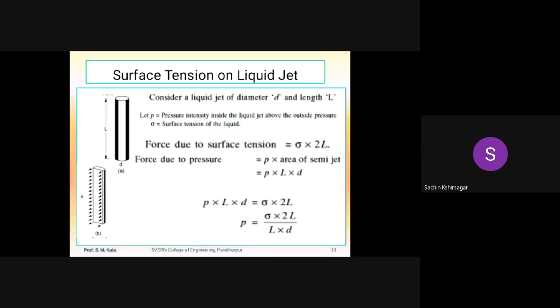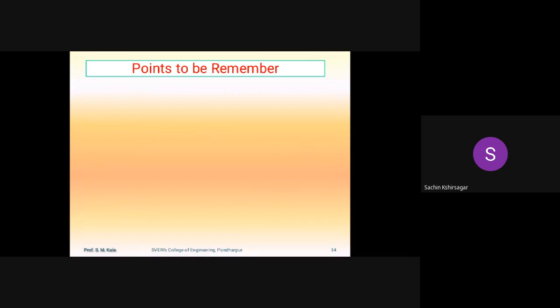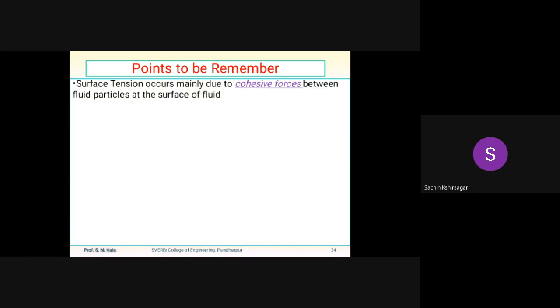Are you getting? Related to surface tension, you have to remember some points which are very important for solving problems, as well as for multiple choice questions. First point you have to remember: the surface tension phenomenon mainly occurs because of the cohesive force of attraction between the fluid molecules. Then the second important point you have to keep in mind is that the SI unit of surface tension is Newton per meter.